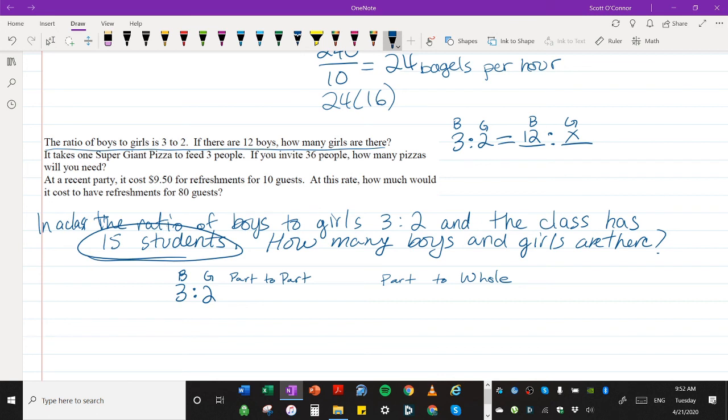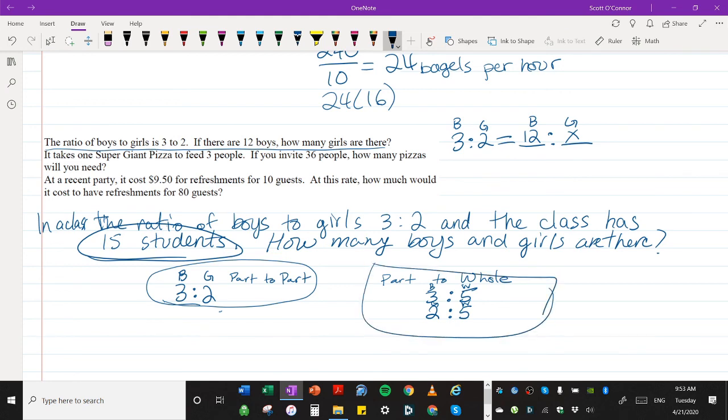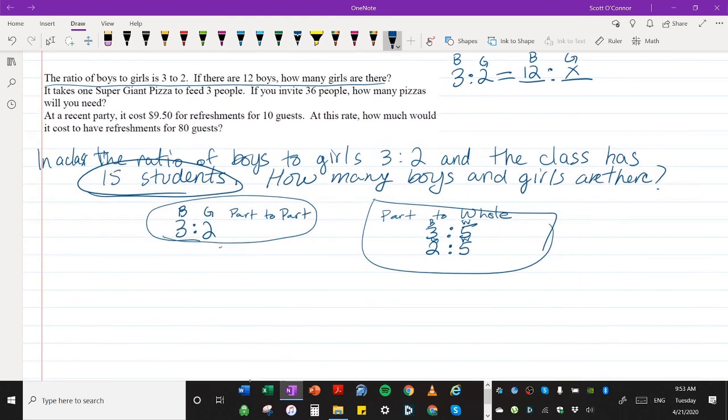And so if we think about this as a part-to-part ratio 3:2, if there were 3 boys and 2 girls, what would be the whole? Well, boys plus girls, 3 plus 2 gives me 5. And so I can rewrite this part-to-part ratio as 2 part-to-whole ratios, right? How many boys are there out of 5 people? There are 3. So 3 boys out of a whole of 5. And then how many girls are there? There are 2 girls out of a whole of 5. Now you can see we have part-to-whole ratios, and that's what we need to be able to solve this, because this 15 students is the whole number of students.